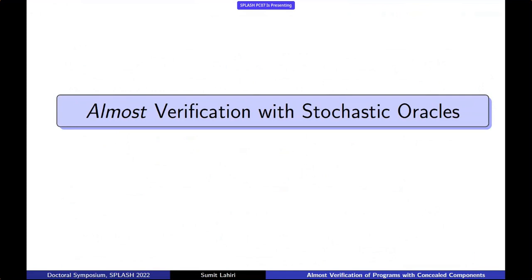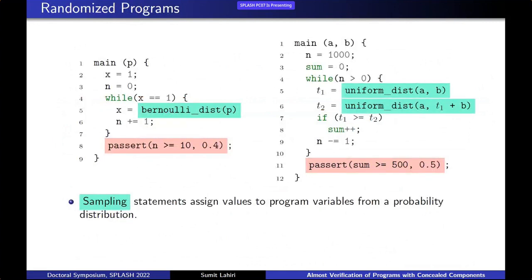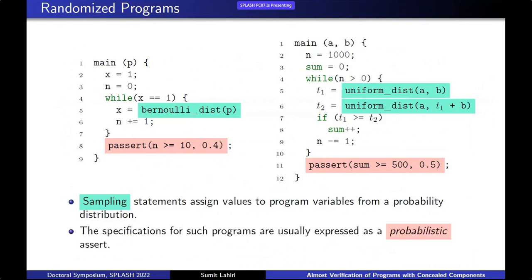These are oracles where the outputs could be modeled like a probability distribution. Here I present an example of some randomized programs. These are the kind of programs that we're targeting, where we have sampling statements. These sampling statements are the concealed components, and we have probabilistic assert statements, like you can see in line numbers 8 and 11 here.